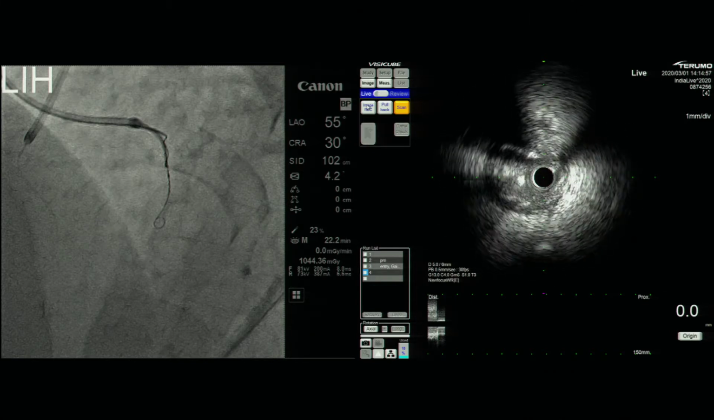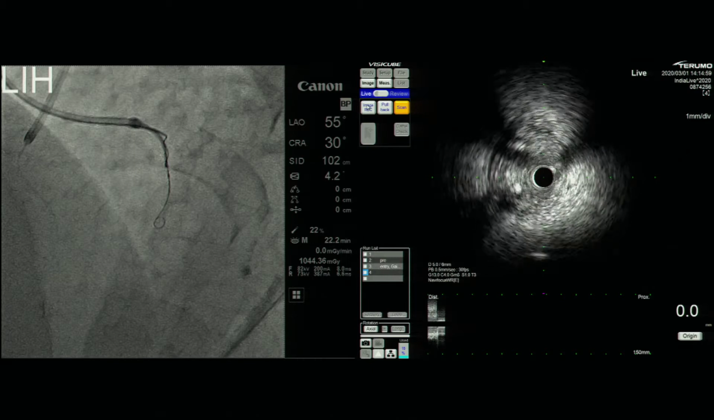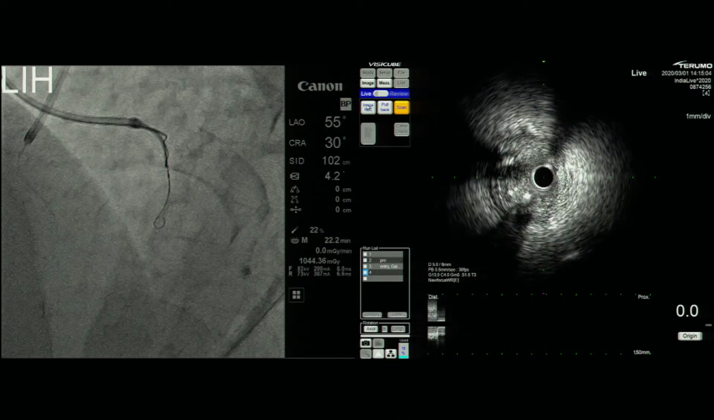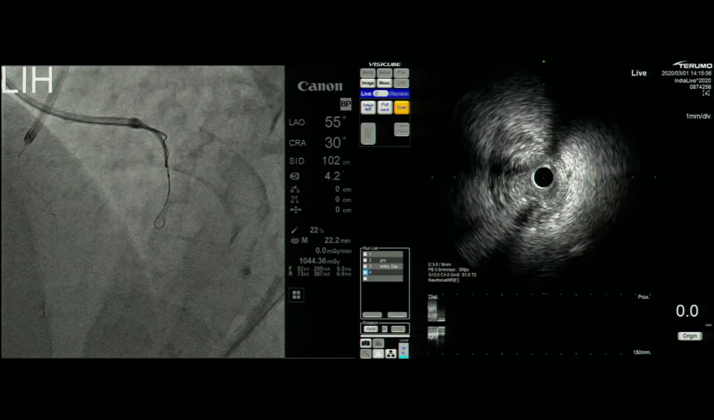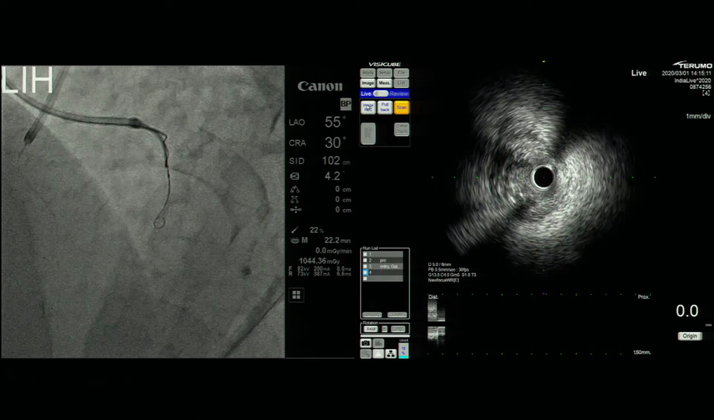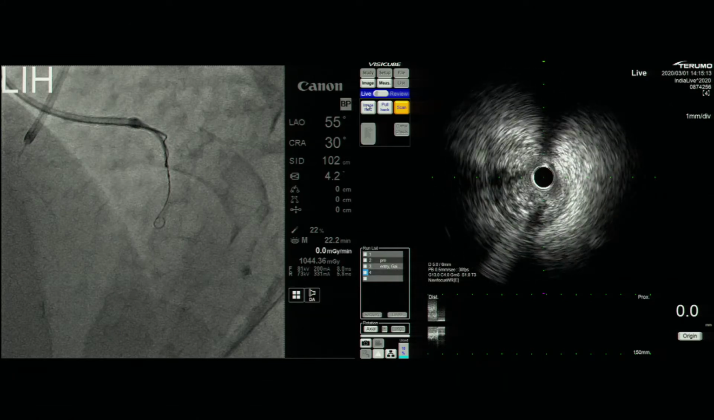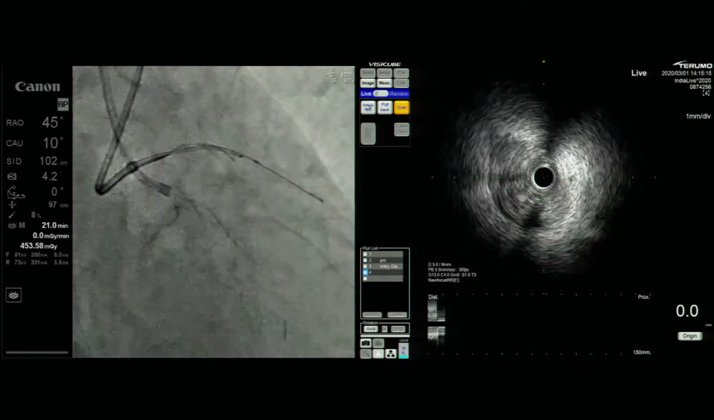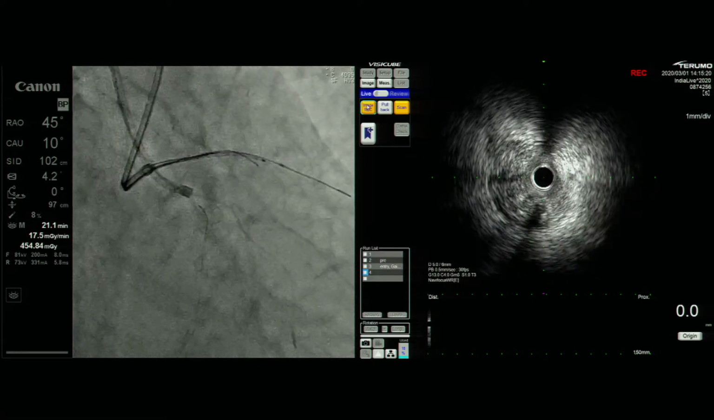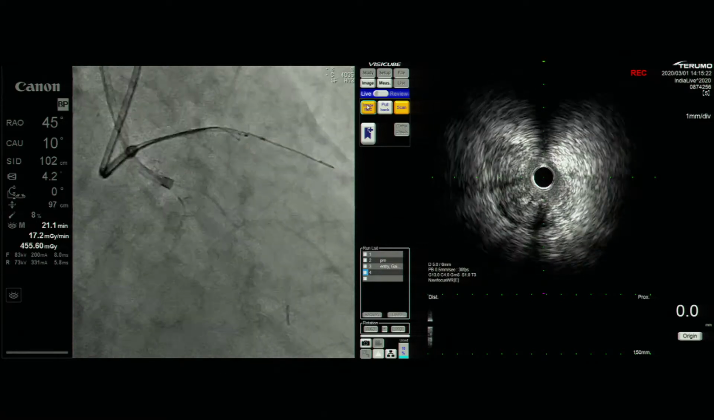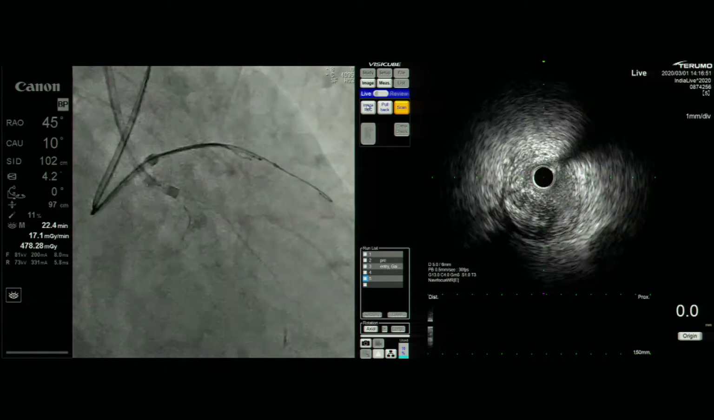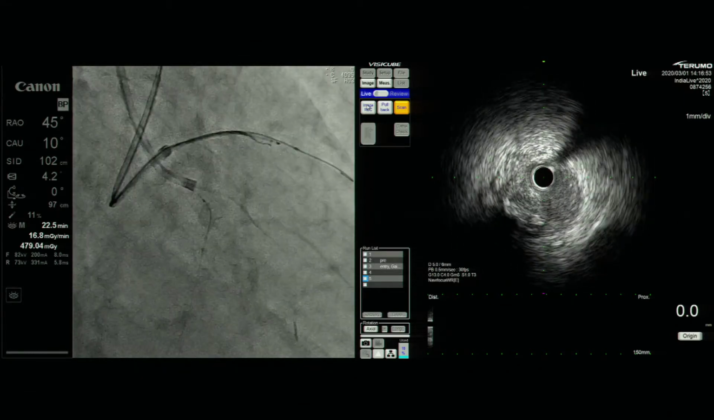Now maybe you can see the second wire is at 7 o'clock, inside the true lumen. Yeah, we see. Okay, so I will bring the Corsair deeply to get more support. Okay, it's a very delicate procedure, so take time.